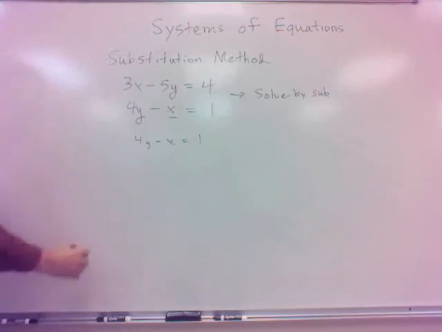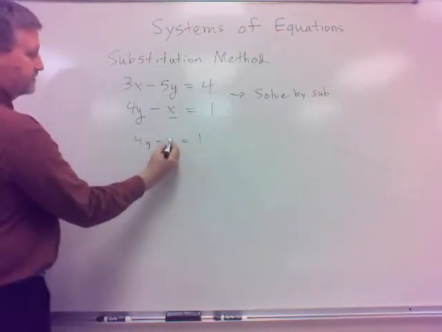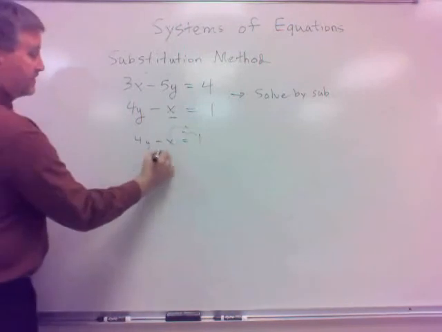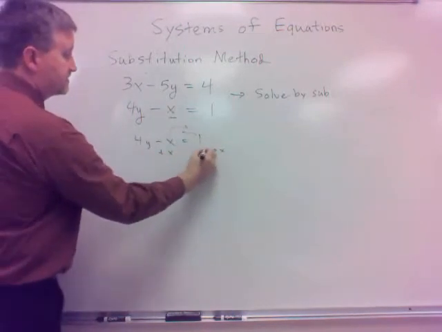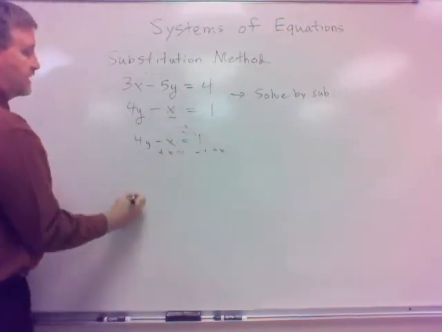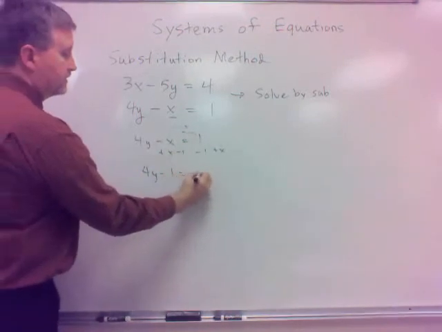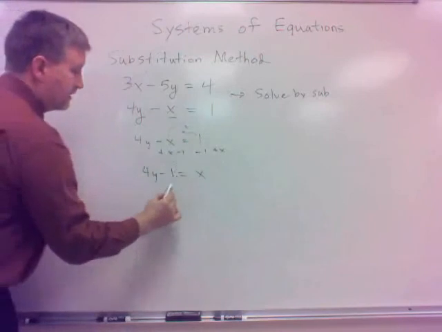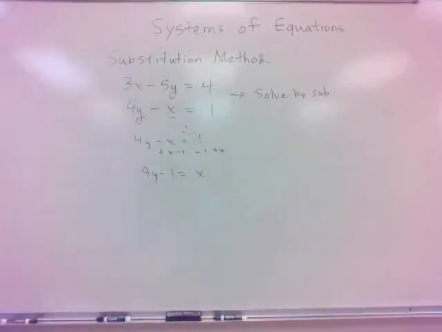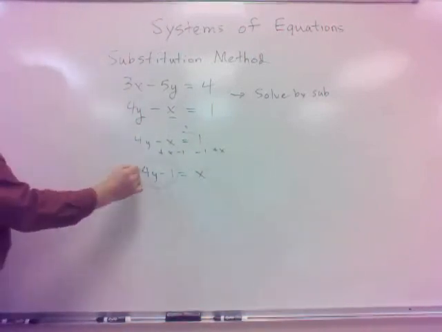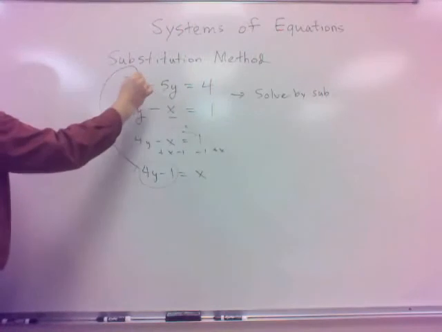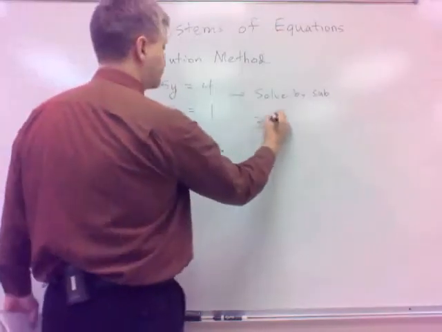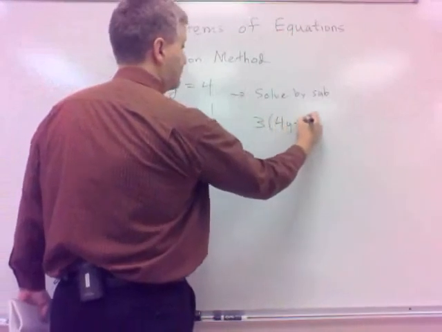You could do it a couple of ways. Basically, if I just switch sides here for the x and the 1, add the x to both sides and subtract 1 from both sides, I get 4y minus 1 equals x, don't I? And so there is our equivalency for x. So I can take and plug it in for x in the other one, can't I? x is 4y minus 1, so plug that in to my other equation for the x.